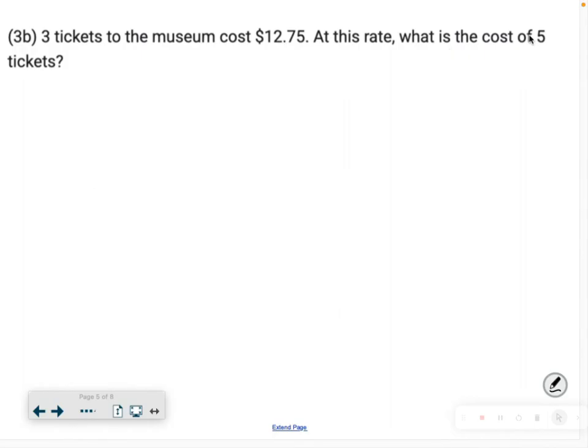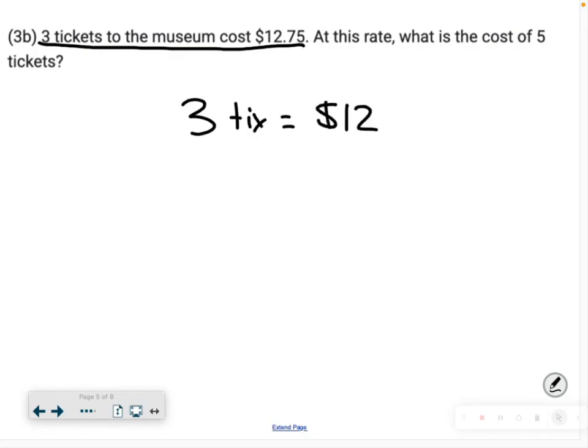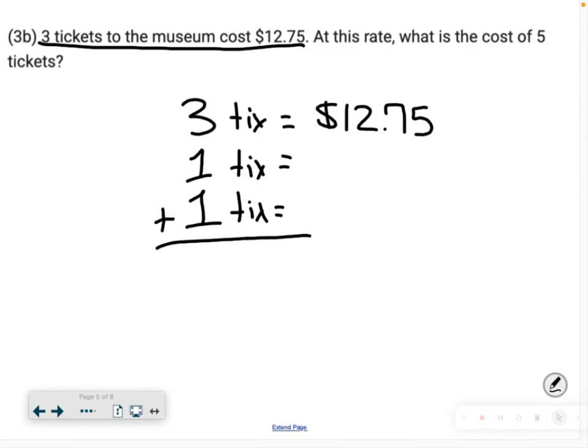3B starts the same way. 3 tickets to the museum cost $12.75. At this rate, what is the cost of 5 tickets? So I can use what I have from the last page of knowing that one ticket is $4.25. I already know the cost of 3 tickets, so I just got to kind of use my answer from the last page to add on 2 more tickets. So I would add that $4.25 2 times onto my $12.75, and that's going to give me the cost of 5 tickets.